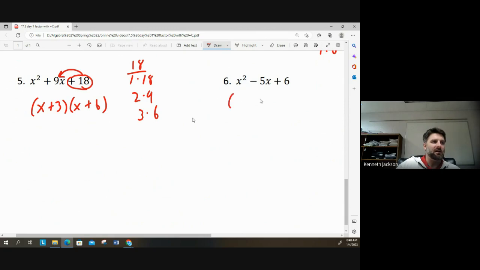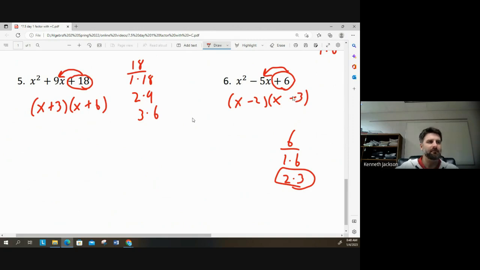And on the last one, x and x will give me x squared. I'm looking for numbers that multiply to 6 and add to 5. That's 1 times 6 or 2 times 3. Well, 2 times 3 will add to 5. So it's minus 2 and minus 3.